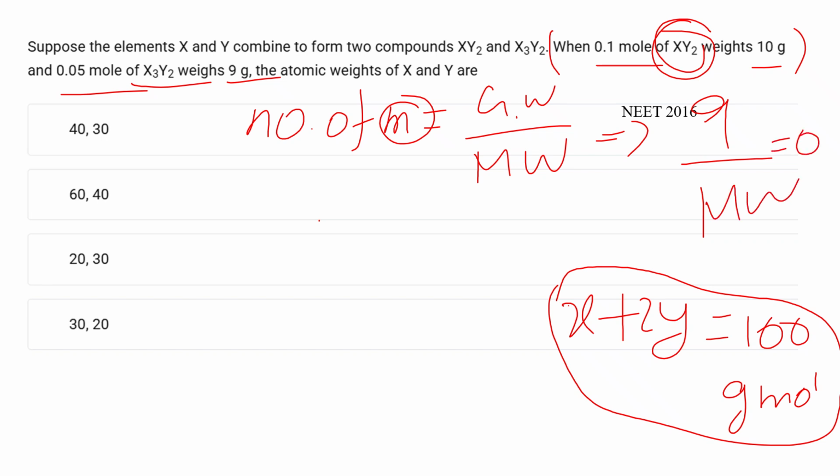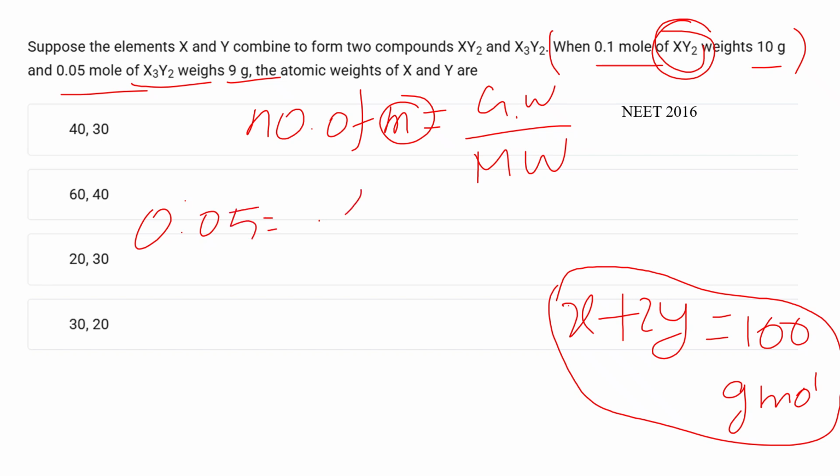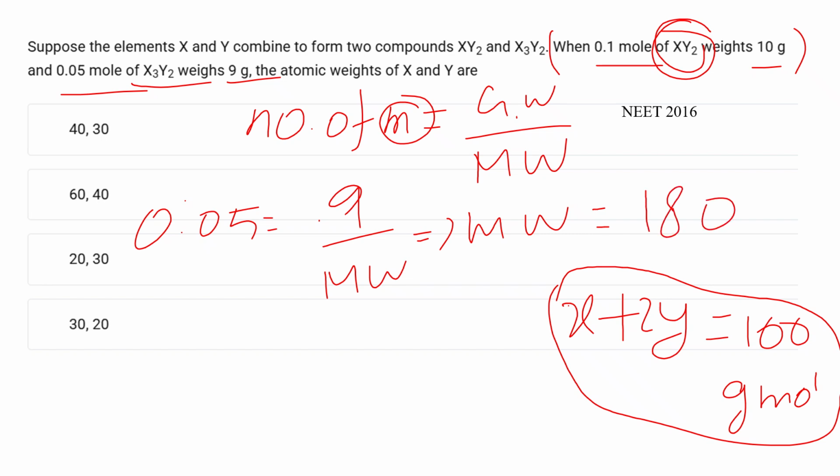I have no space, so I am erasing and rewriting it. With 0.05 moles and weight 9 divided by molecular weight, if we solve this, we get molecular weight equal to 9 divided by 0.05, which is 180 gram per mole. The same unit: gram in the numerator, mole in the denominator.